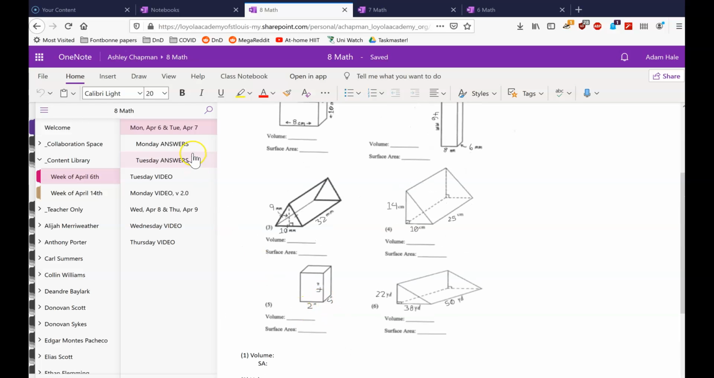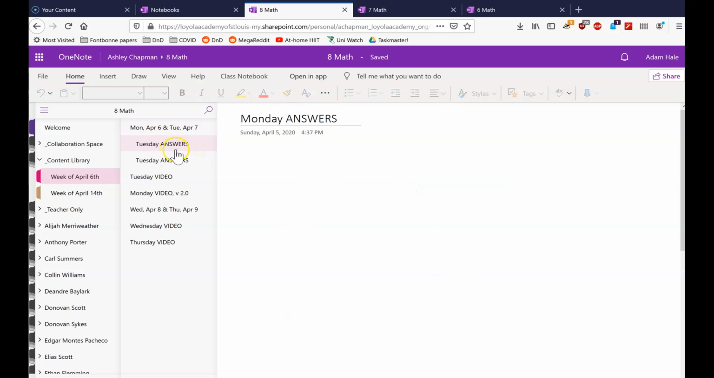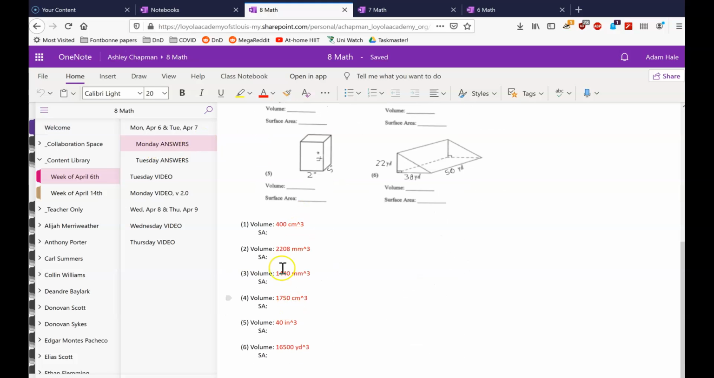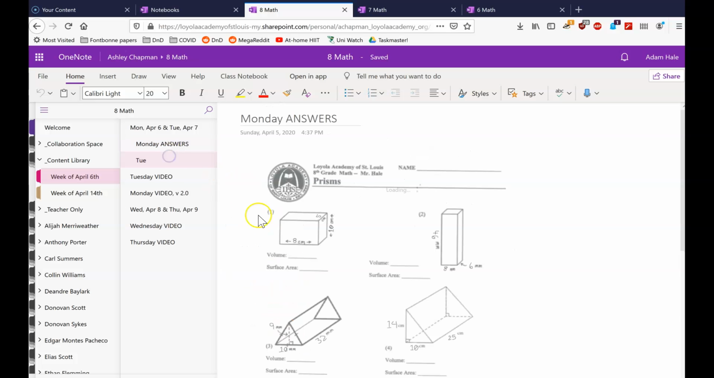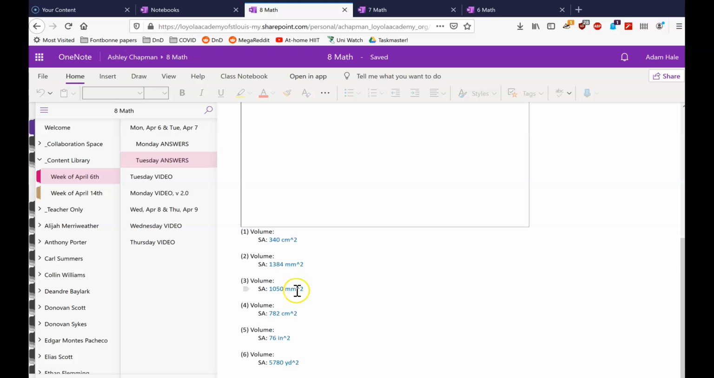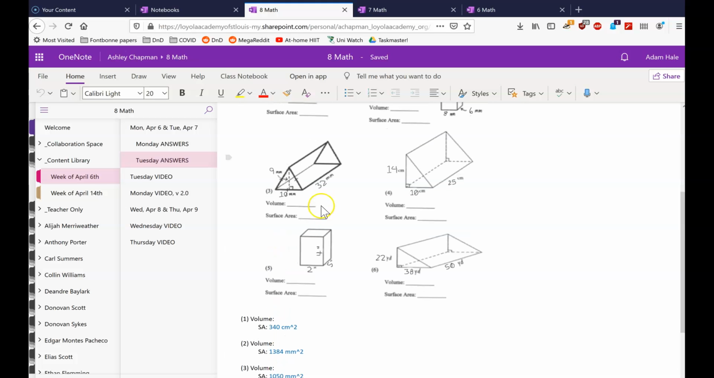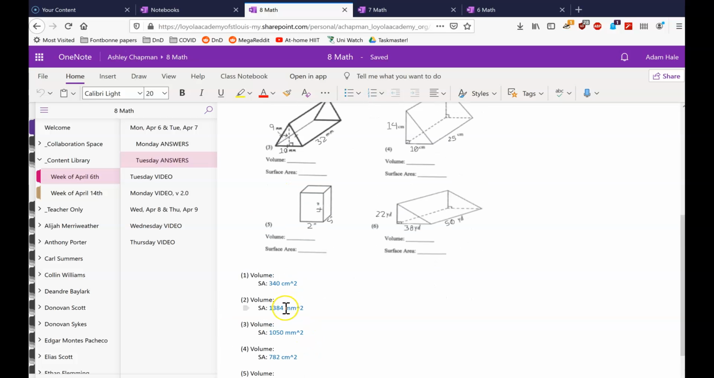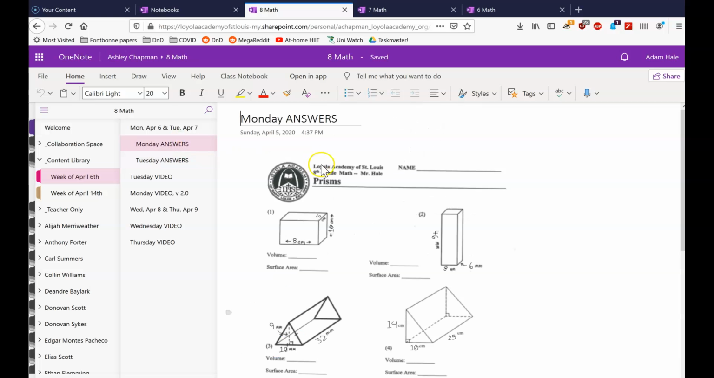Number two, so that you can get some information on things you may have missed, I have included in your homework folder, Monday answers. These are the correct answers from last Monday's work, the volume problems for prisms, and I've also uploaded the surface area answers for the prism worksheet. You can compare your answers to those correct answers, see what you may have missed, and if you have any questions about it, feel free to email me or jump in on my Zoom office hours, which I will be doing today at 1 o'clock.